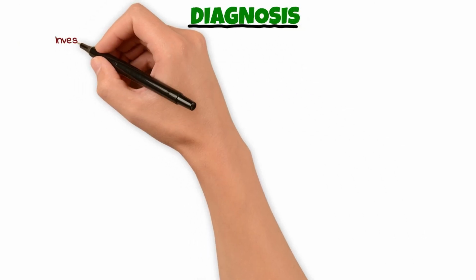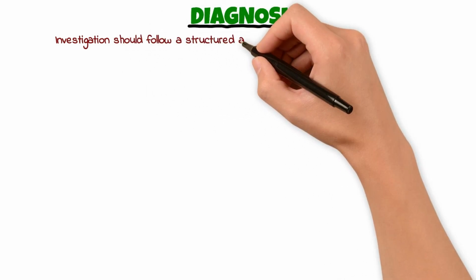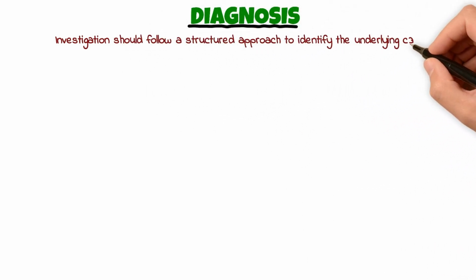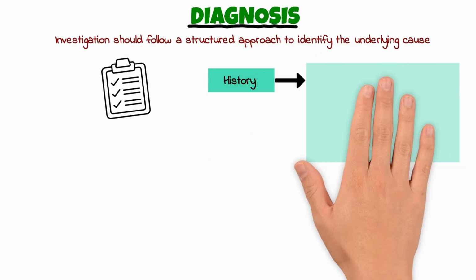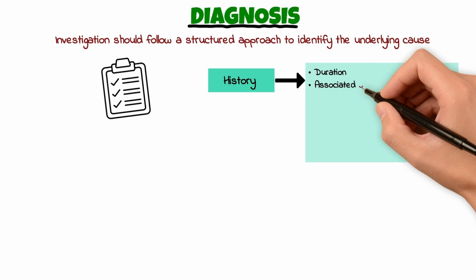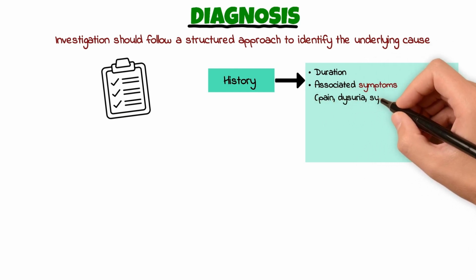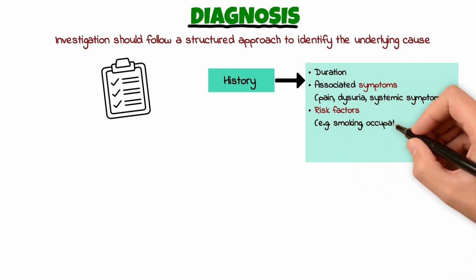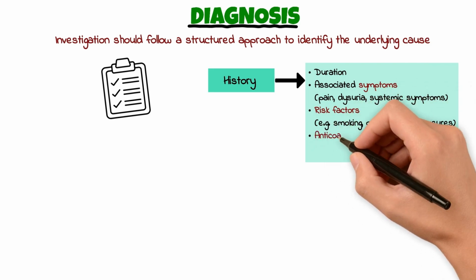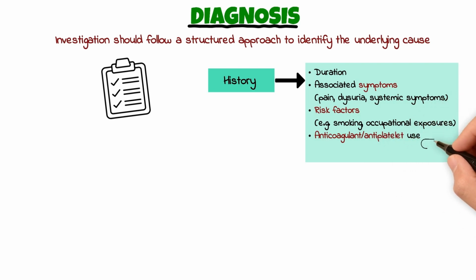Diagnosis: investigation should follow a structured approach to identify the underlying cause. History: duration, associated symptoms like pain, dysuria, and systemic symptoms, risk factors, for example smoking, occupational exposures, and anticoagulant and antiplatelet use.